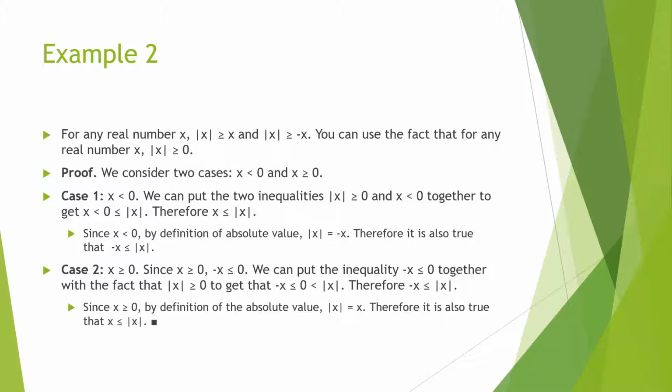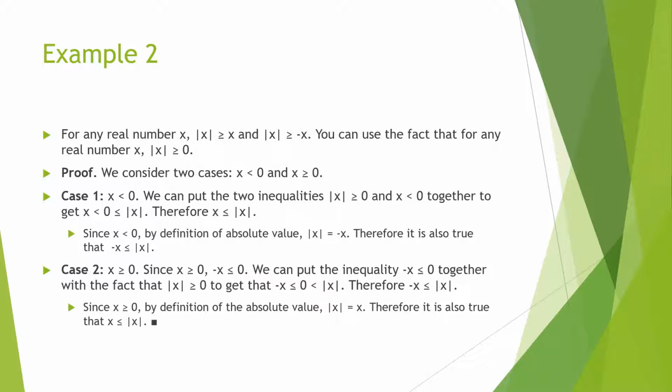Now let's take a look at the second case. In the second case, I should also prove both inequalities, and if I do that, then for both cases I have proven both inequalities and I'll be done proving this theorem. In the second case, when x is greater than or equal to 0, negative x is less than or equal to 0. Why? Because you can multiply this inequality by negative one and then the direction of inequality changes. Therefore, negative x is less than or equal to 0.